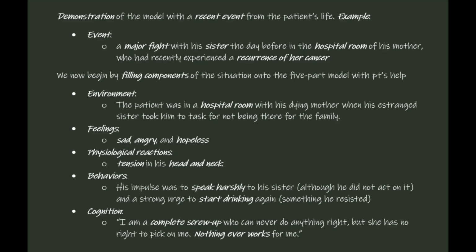Feelings: sad, angry and hopeless. Physiological reactions: tension in his head and neck. Behaviors: his impulse was to speak harshly to his sister, although he did not act on it, and a strong urge to start drinking again, something he resisted. Coming to cognition: I'm a complete screw-up who can never do anything right, but she has no right to pick on me, nothing ever works for me.